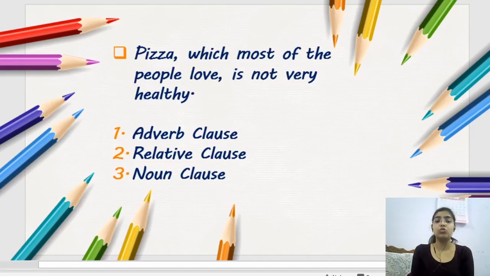Pizza, which most of the people love, is not very healthy. This one is very easy. Pizza, which most of the people love. We are describing pizza. This part of the sentence is acting as an adjective for pizza. So it is a relative clause.